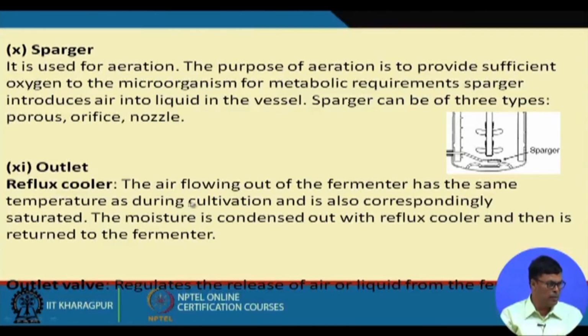Then the reflux cooler is fitted in the outgoing stream of the air. If you allow the air to go out of the reactor, it passes through the reactor and becomes saturated, and slowly the volume of the fermenter will go down. If you want to maintain the volume of the fermenter, there should be a condenser at the exit of the air stream, so that you can condense the vapor back into the reactor and your volume will remain constant.